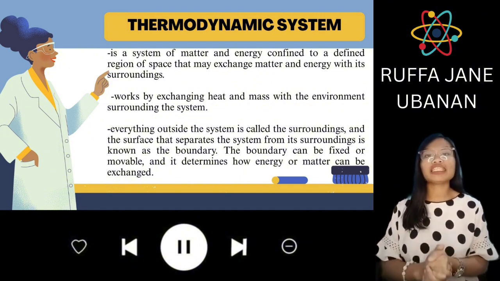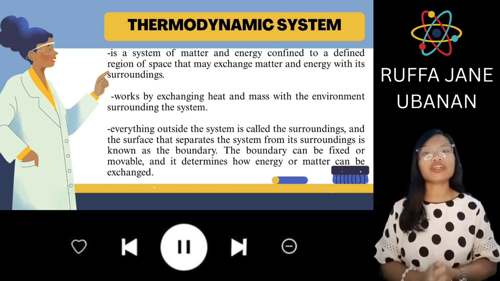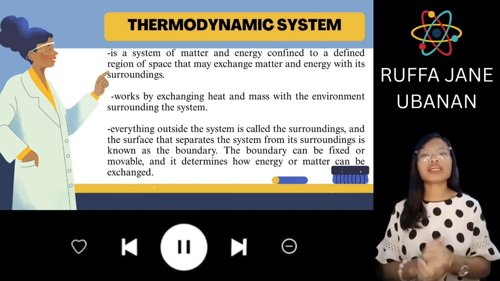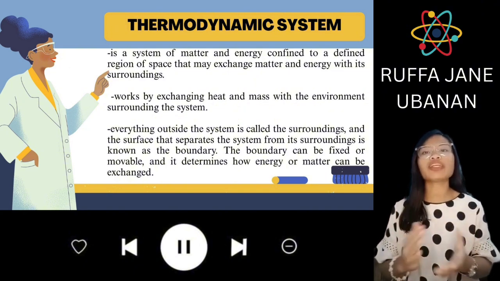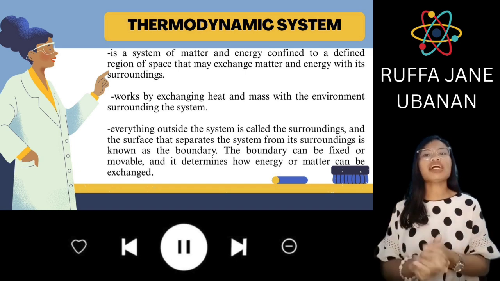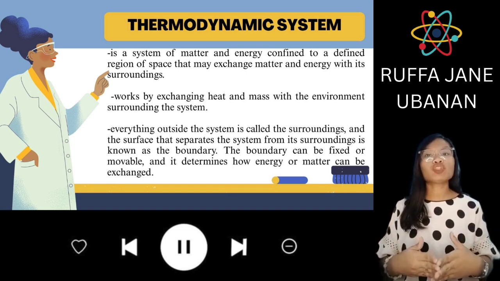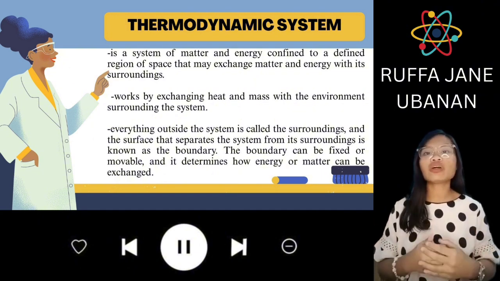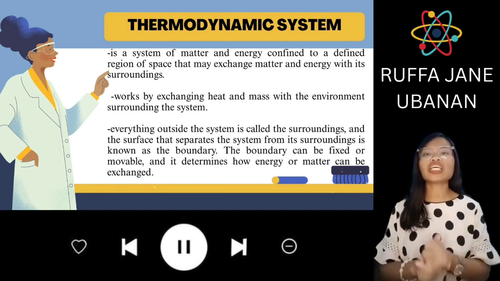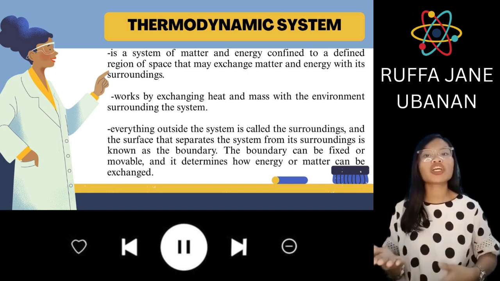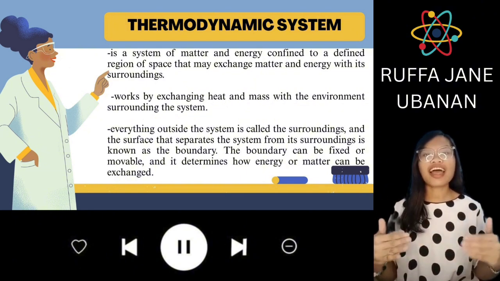The behavior of this system, including how it changes over time, depends on these interactions. A thermodynamic system works by exchanging heat and mass with the environment surrounding the system. The system is not entirely sealed off from the outside world. It can absorb heat, release energy, or lose or gain mass through various processes. These exchanges drive changes in temperature, pressure, volume, and other properties within the system.